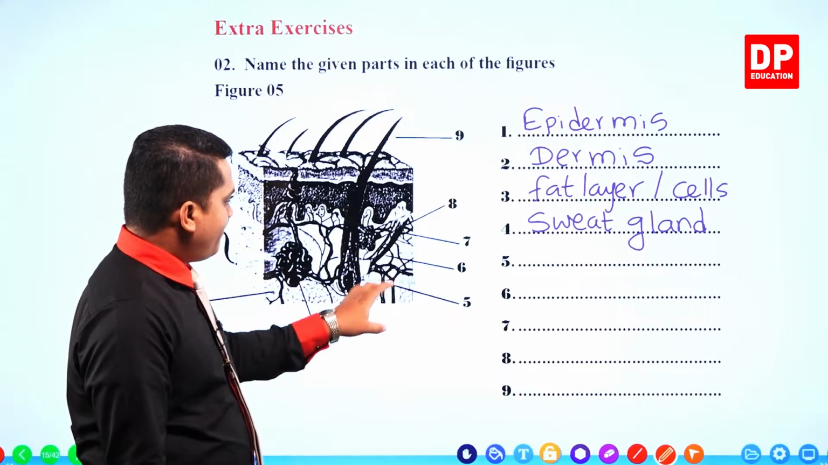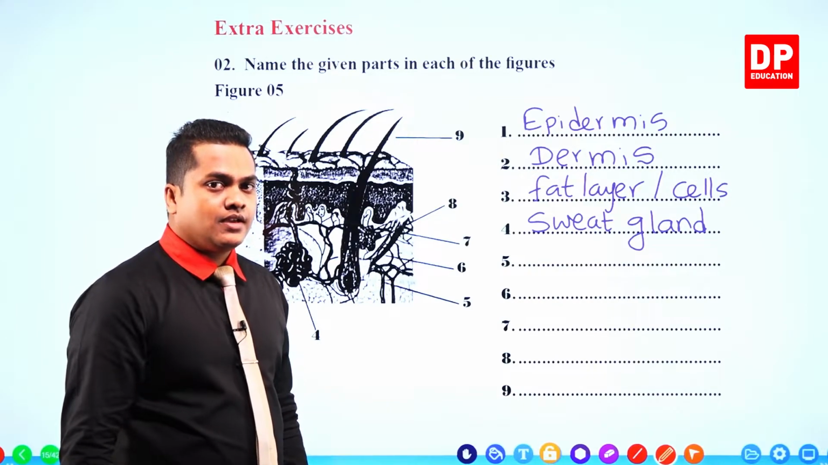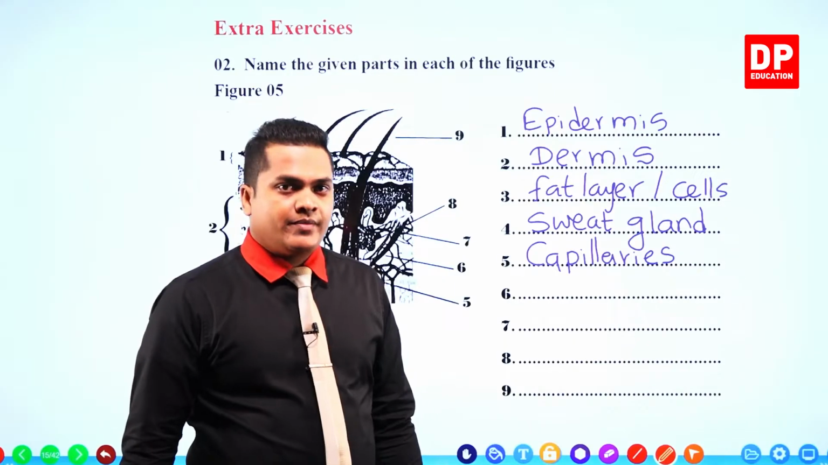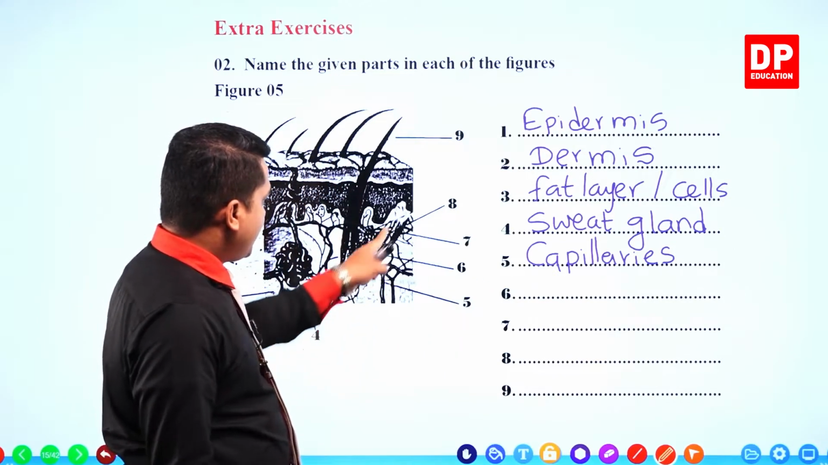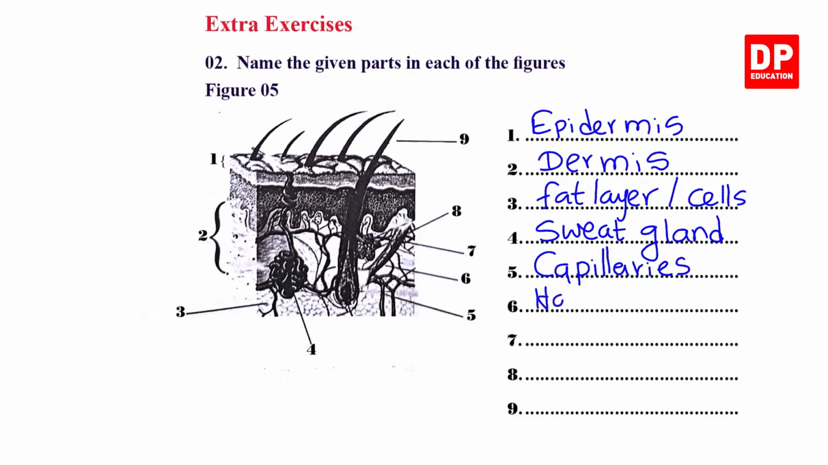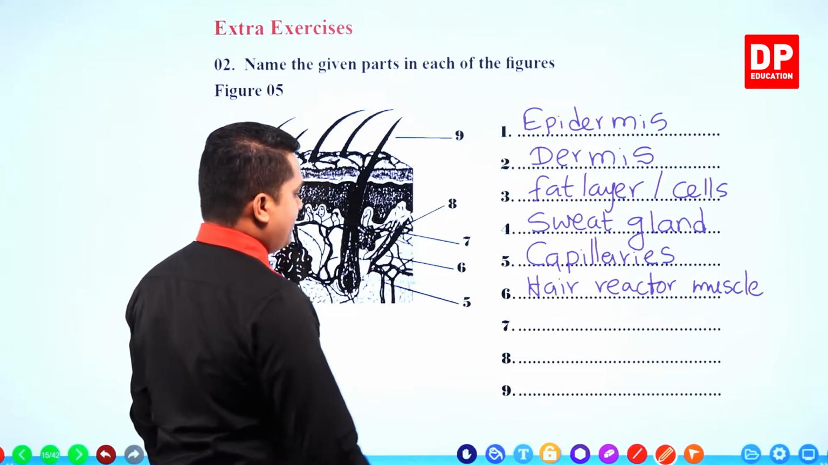Then, number 5. Number 5 are the capillaries. Right, my dear children. Then number 6 is directing towards this muscle which is connected with the hair. So this is the hair erector muscle. Number 7 is directing towards these nerves. So these are nerve endings.